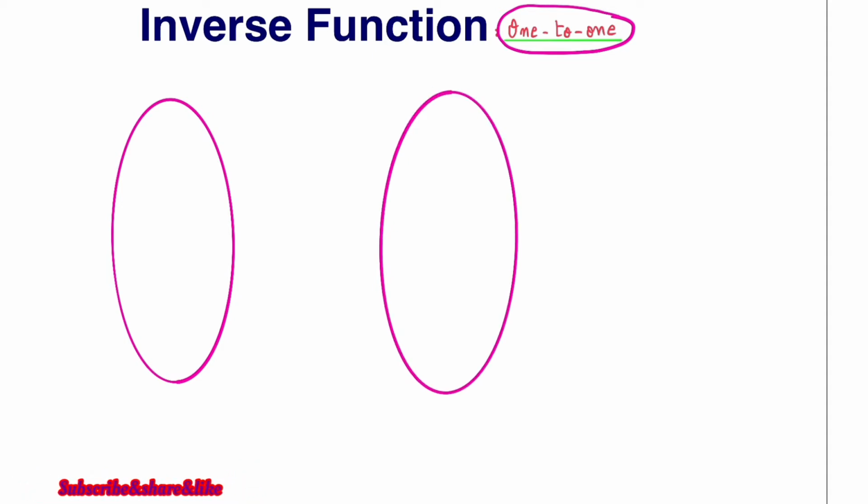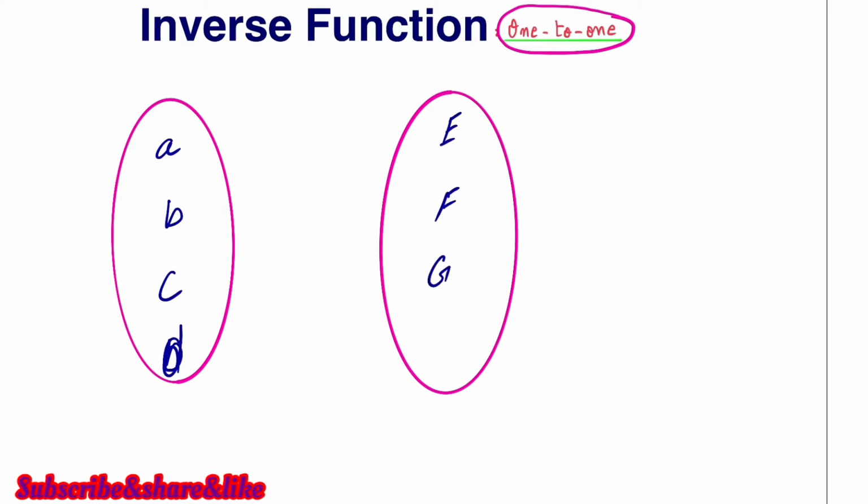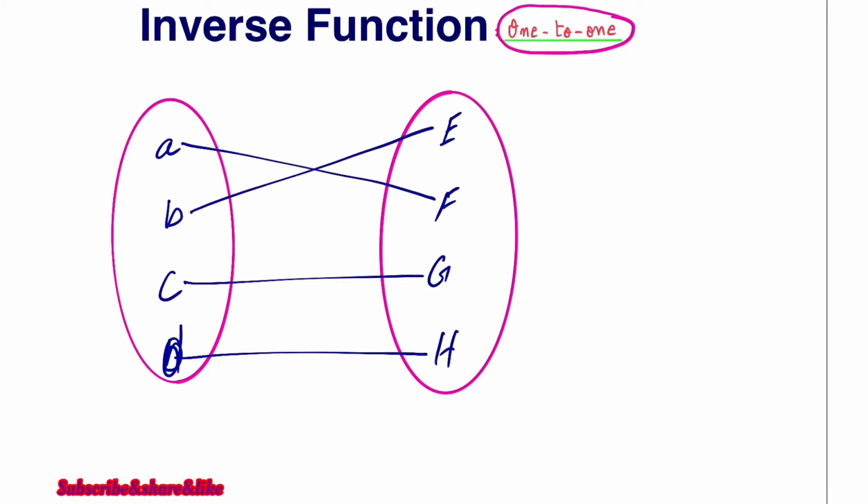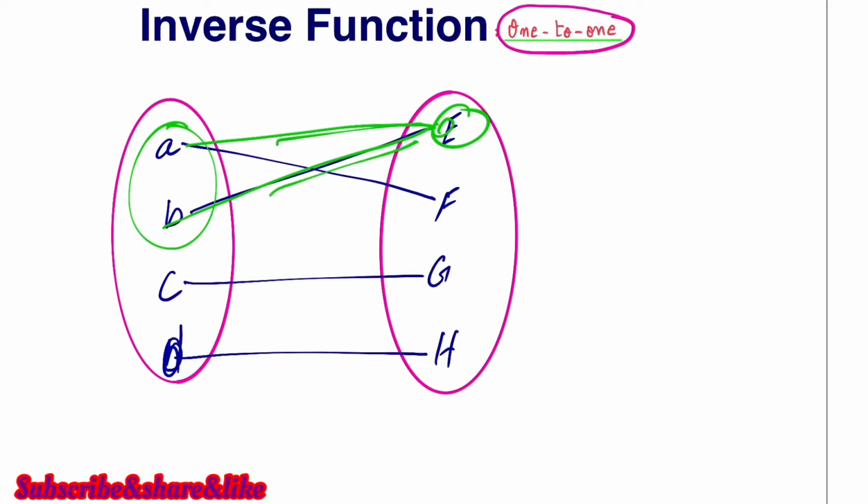For example, if we have A, B, C, D, and E, F, G, H, each one should have just one value, it can't have two values. One-to-one is something like this, it couldn't be something like this. For example, if A could be here as well, and A and B here as well, it means there are two values that have the same value in the range.